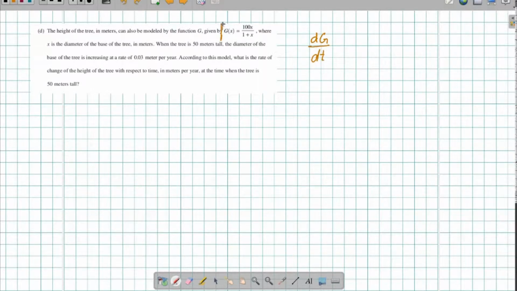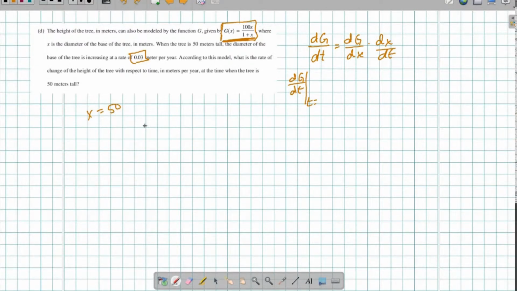Well, I'm looking for the rate of change of the tree with respect to time. The problem is this g is a function of x. So what I'm really looking for, that's going to be dg dt, has got to be equal to dg dx times dx dt. That's just the chain rule. And so I'm looking for the change in g with respect to x, which is going to be the derivative of this function, times the change in x with respect to t, which I know is 0.03. So my change in g with respect to t, and I'm going to have to evaluate this at whatever the time is when my height is 50.